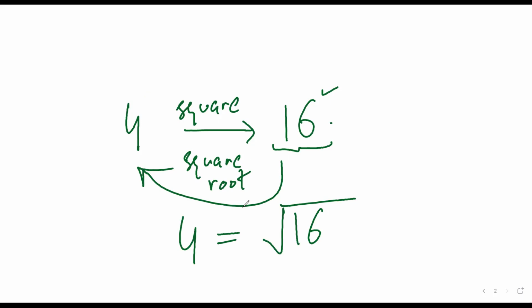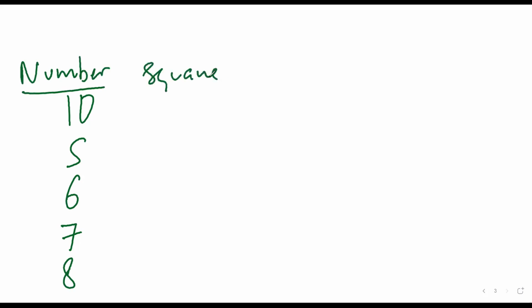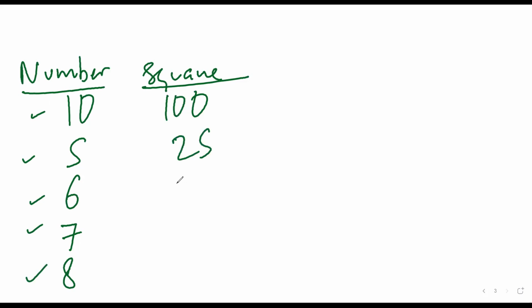Have I been able to explain, Mr. Sarthak? Yes, sir. Let's take a few more examples. 10, 5, 6, 7, 8. This is the basic number that I have, and I want to take the square of this number. So Mr. Ariman, what will be the square of 10? 100. 5? 25. 6? 36. 7? 49. 8? 64.